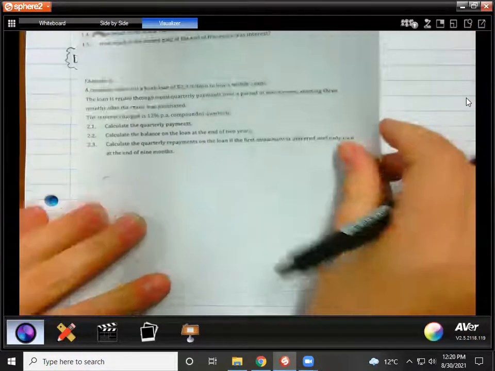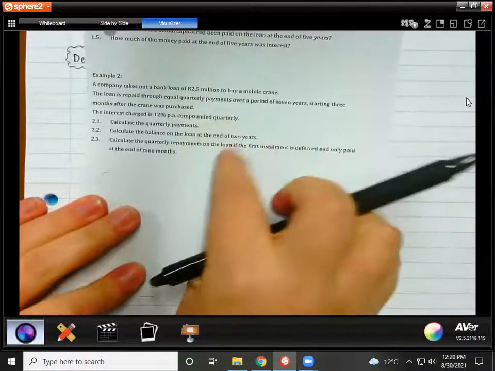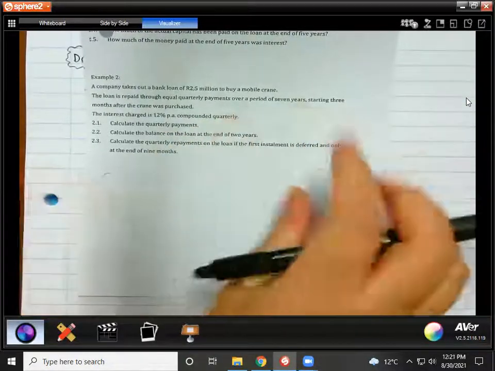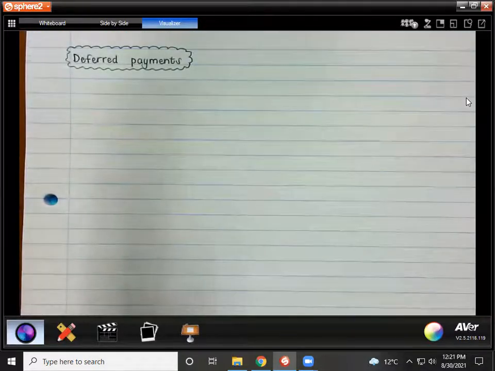Okay, so guys, listen up. This is example 2 on this page that we're going to do now. All right. So I'm not sure where you stuck it in, if you have space. Right.